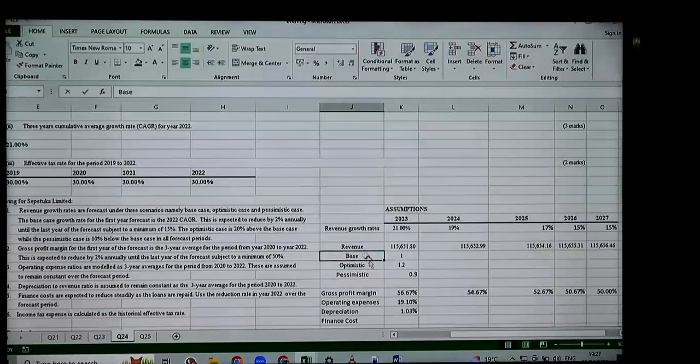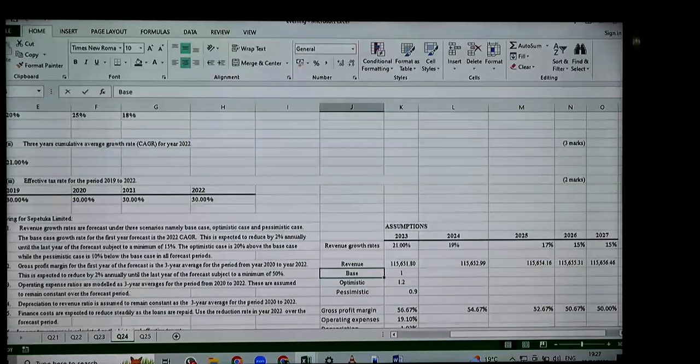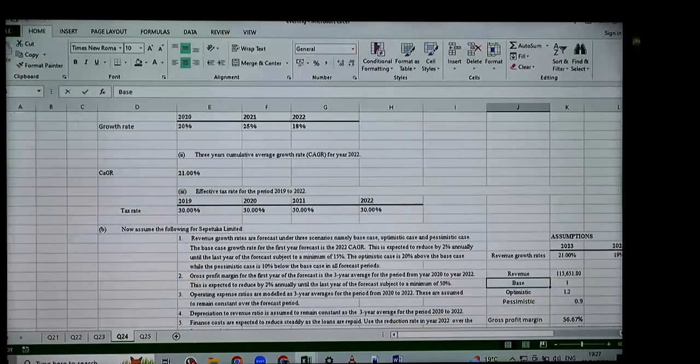And then the gross profit margin. So gross profit margin is gross profit over sales. We calculated here. We are calculating here.